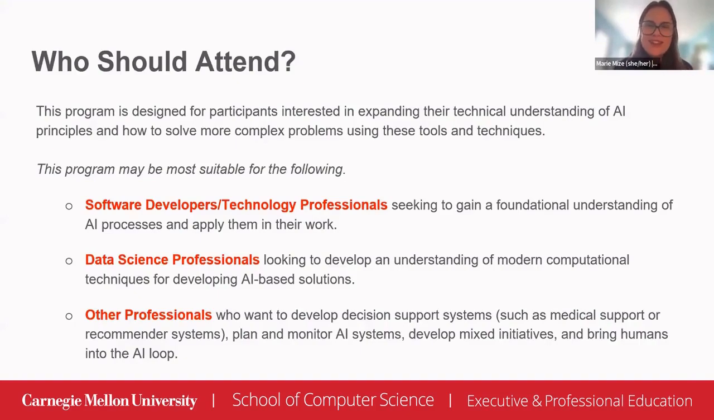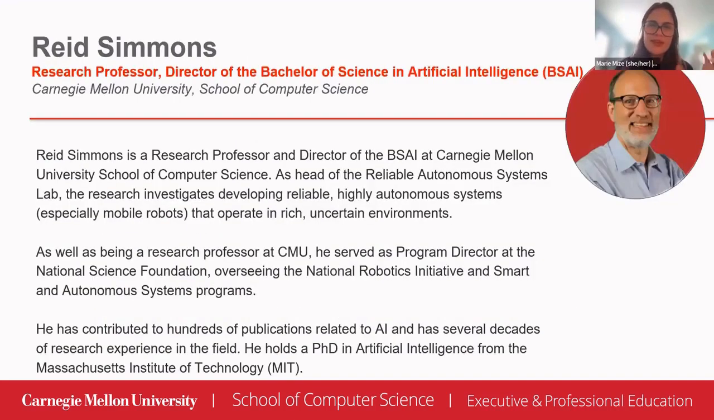So let's go ahead and introduce you a little bit further to your program faculty. This will give you an idea of their research area, background, and some of the themes that you'll see incorporated throughout the program here. So Professor Simmons, you met him a moment ago. He is the head of the Reliable Autonomous Systems Lab, where they investigate developing reliable, highly autonomous systems, especially mobile robots that operate in rich, uncertain environments. As well as being a research professor, he served as the program director at the National Science Foundation, overseeing the National Robotics Initiatives and Smart and Autonomous Systems programs.